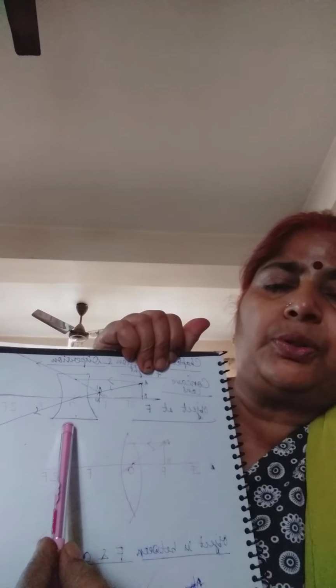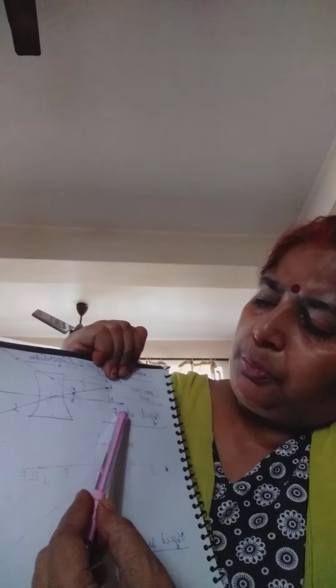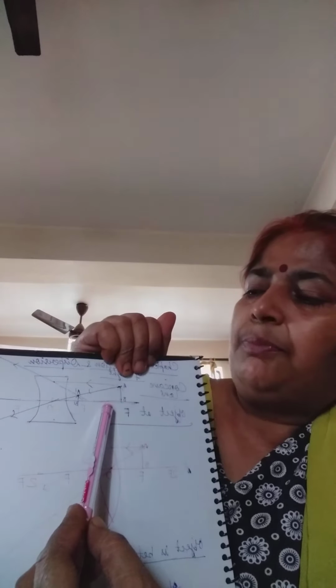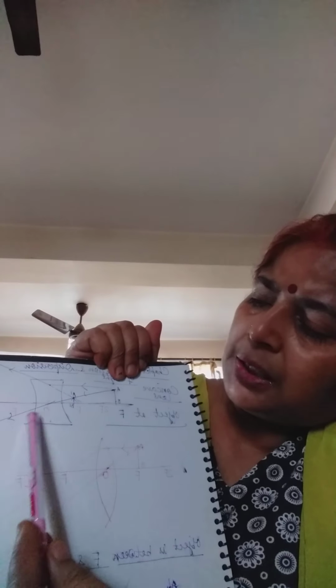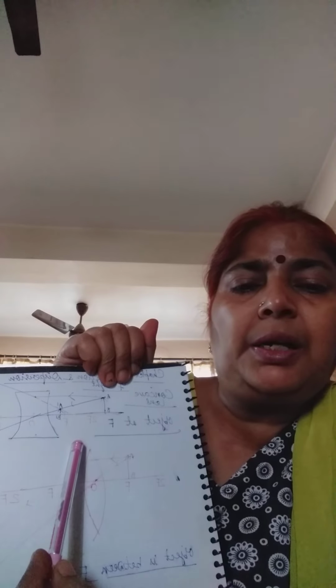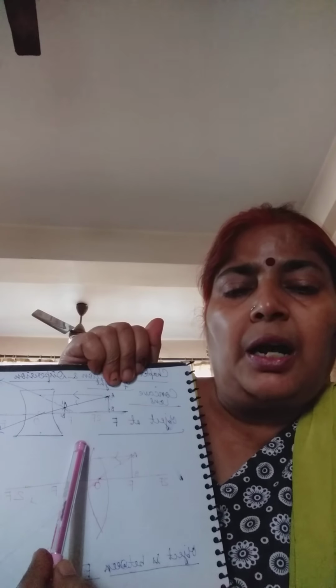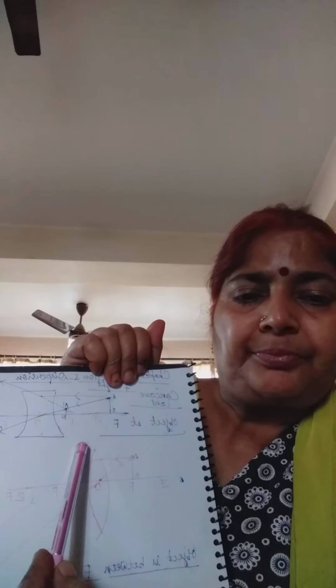If you change the position of the object, if you put the object at 2f, then also the image will be formed between focus and optical center. This image will be virtual, erect and diminished.